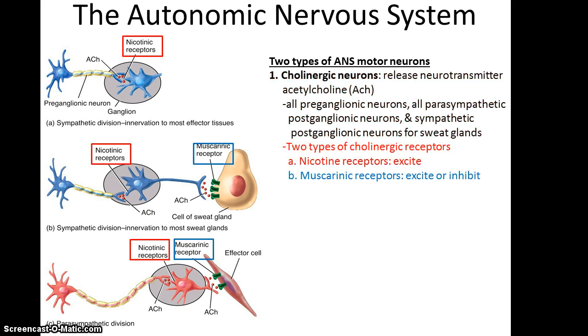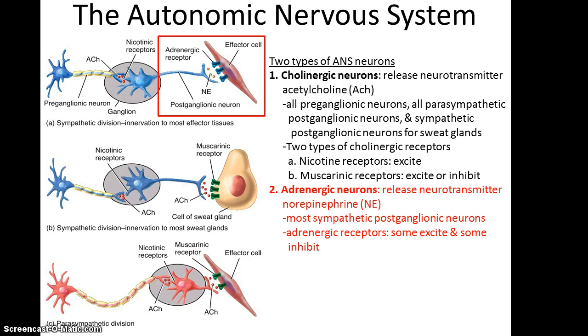However, there turns out to be two types of cholinergic receptors. So even though they're sending out the same neurotransmitter, the neurotransmitter is then going to bind to one of two different kinds of receptors. The nicotinic receptors, which will excite the postganglionic neuron, and muscarinic receptors, which can either excite or inhibit the effector that receives the signal.